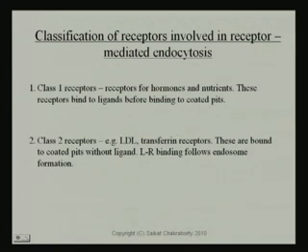So, classification of receptors involved in receptor-mediated endocytosis. There are two kinds of receptors that we typically talk of. One is called a class 1 receptor and the other is called a class 2 receptor. Let's go to the definitions and I'll explain in the next few minutes. Class 1 receptors are receptors for hormones and nutrients, and these receptors bind to the ligands before binding to the coated pits. And class 2 receptors are receptors like LDL. These bind to the coated pit without the ligand, and the ligand-receptor binding follows that.